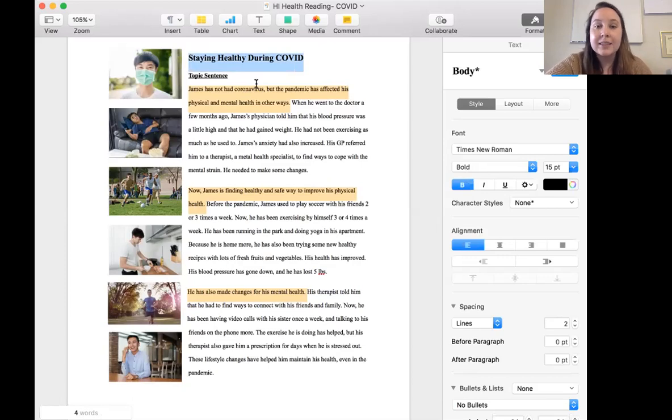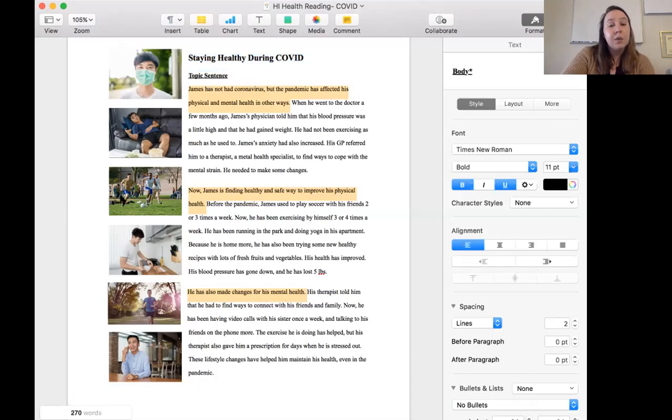The title here says, Staying Healthy During COVID. That title tells us what this reading is about, and you can start thinking, what do I already know about this? What do I already know about staying healthy during COVID? You might think of things like wearing a mask, social distancing, not getting in big groups of people. You also know things about staying healthy in general, things like exercise, diet, making sure you are doing the correct things to keep your body healthy.